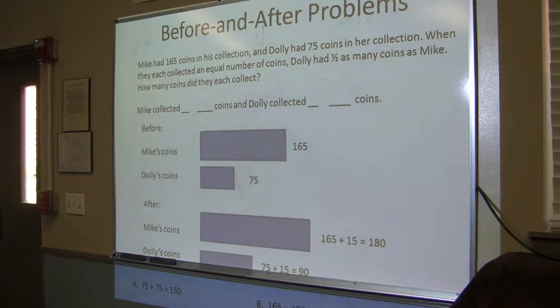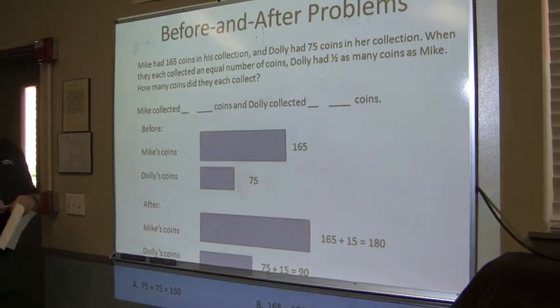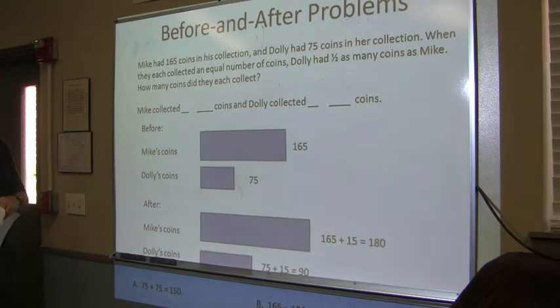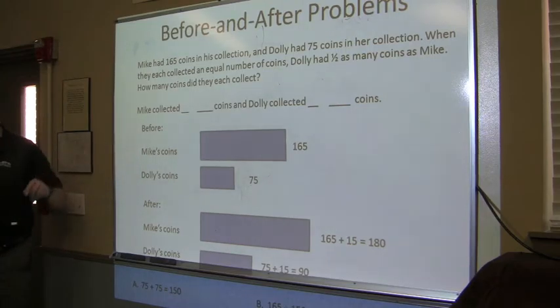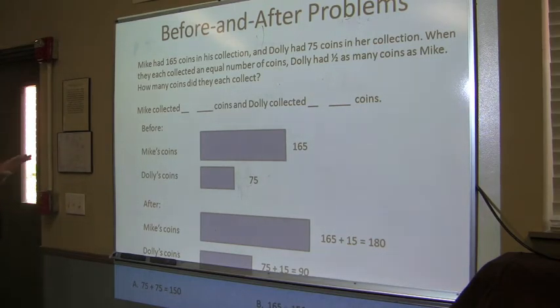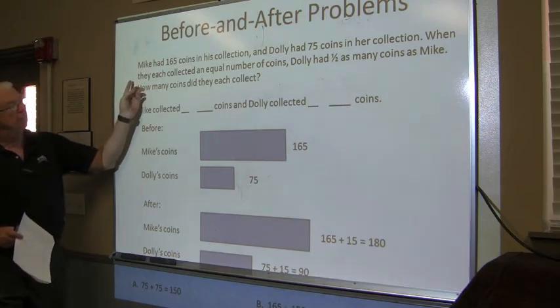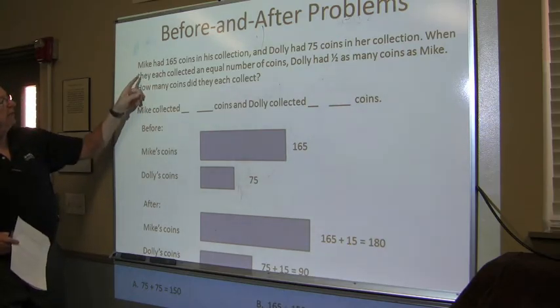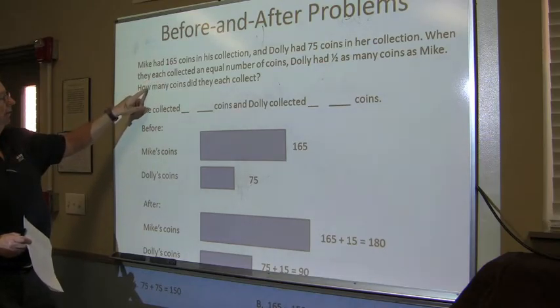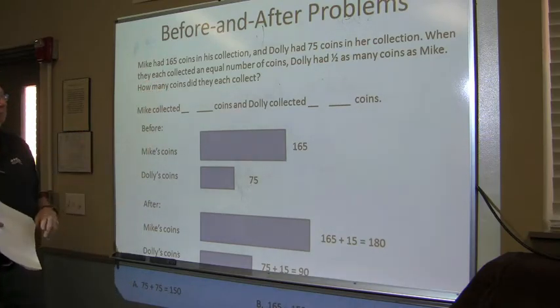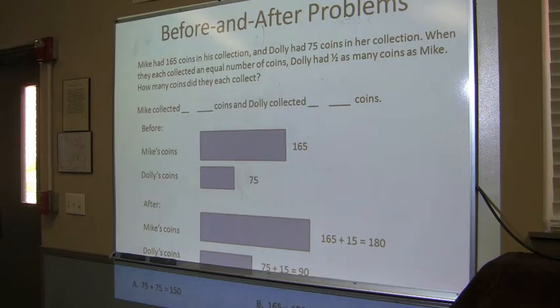Okay, again, this is a problem. Yes, it is. And it's called before and after. And you have to look for key words. You're looking for words that'll say, like, are these good? I don't get it. Equal number of coins, but she had half as many? Oh, no, okay, before and after.